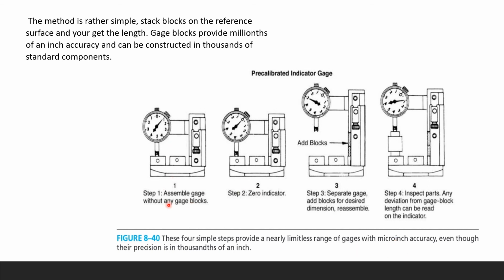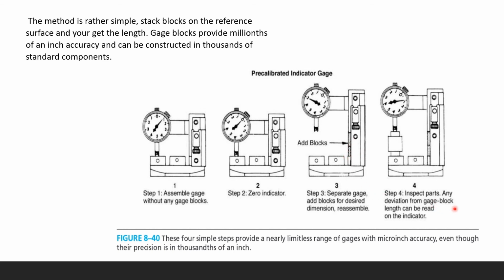Okay, so here first, assemble your gauge without any gauge blocks. This is your zero indicator. Step 3, separate the gauge. Okay, you're going to add the blocks for the desired dimension, whatever you're measuring, and then reassemble. So here, going 1, 2, and then adding. Here, you're setting the zero to start adding the blocks. Okay, here there's no gauge block. Here we start to add, so you can see these colored blocks are the added blocks.